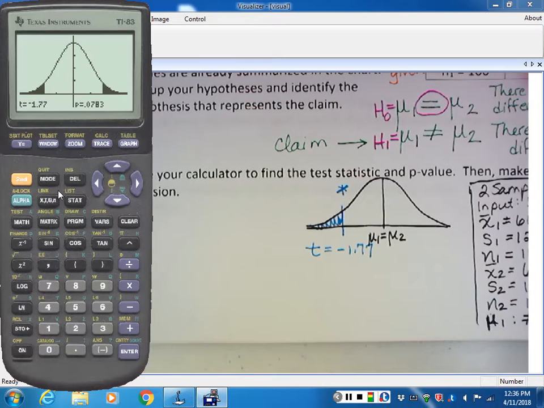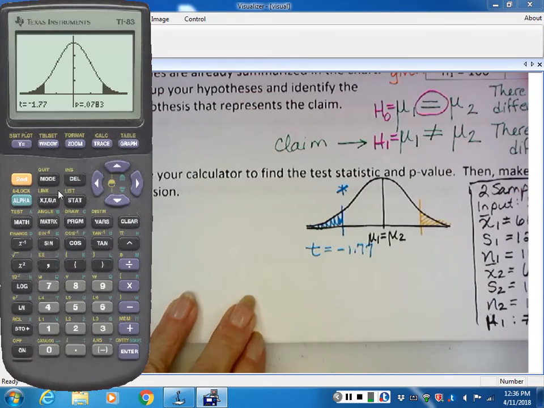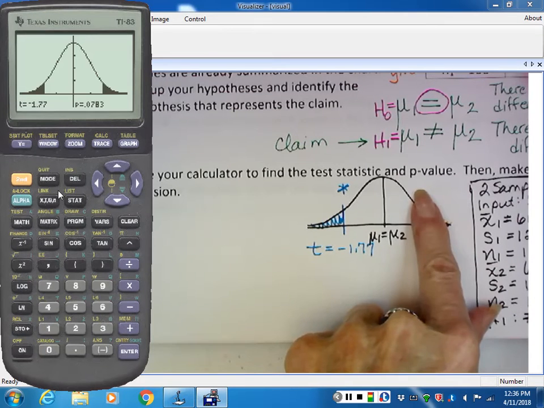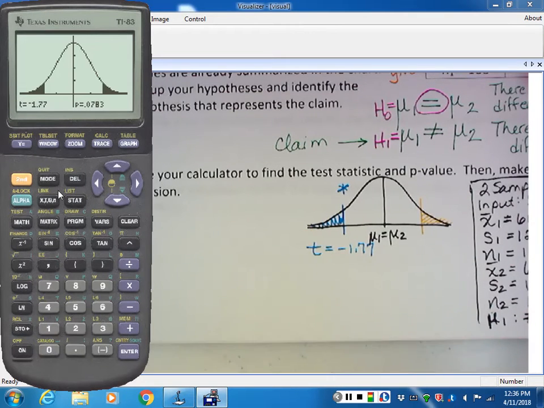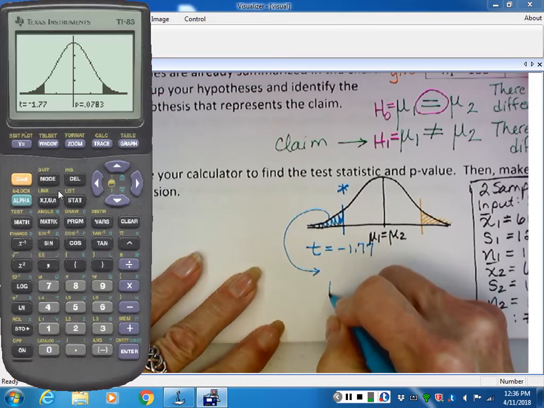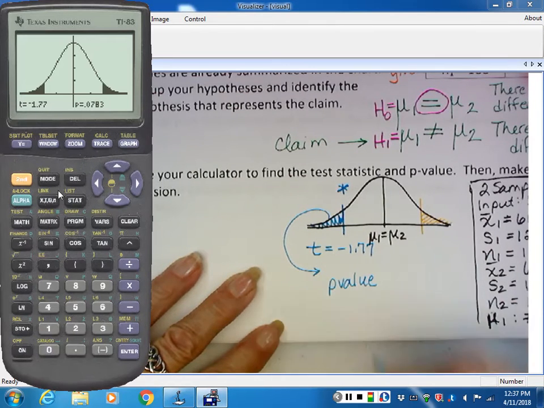But remember, since this was a two-tailed test, they double the p-value in two-tailed tests. Just in case. Because it could have been that you had the same difference, but it could have been the other way around. They also do this because if you flip group 1 and group 2, the only thing that's going to happen is you're going to wind up here instead of down here. So that's why they double it. So your p-value is 0.0783.